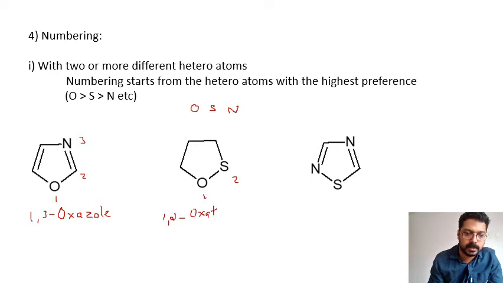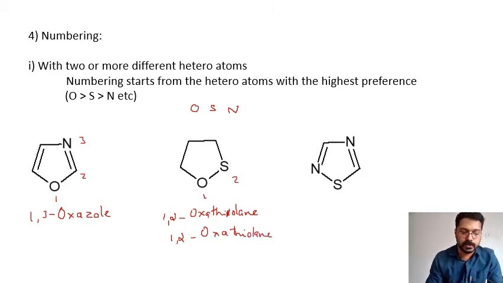So it is 1,2-oxa, thia plus -olane, thiolane. Oxa thiolane: it is oxa plus, we can remove the a, it is oxathiolane. It is 1,2-oxathiolane. So in the case of this one, the first preference is for the sulfur.